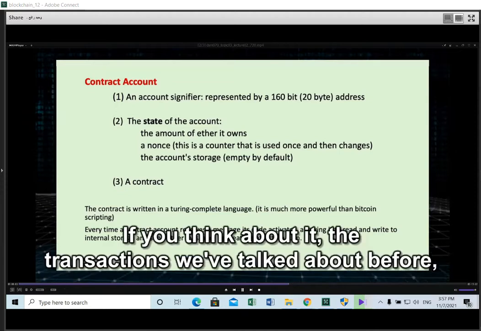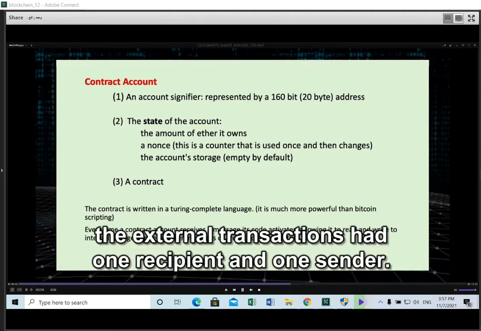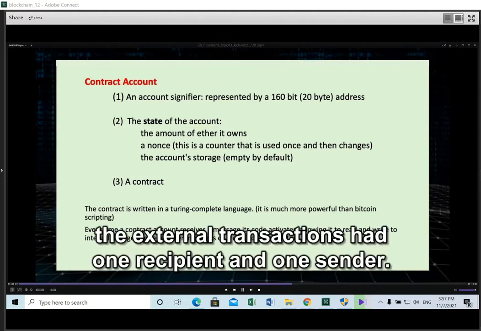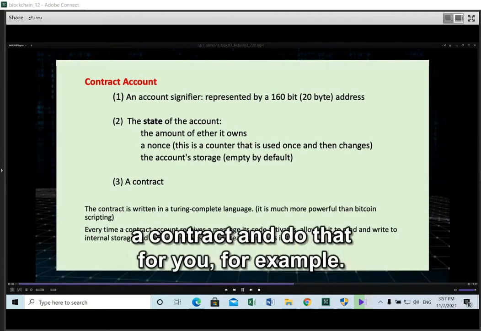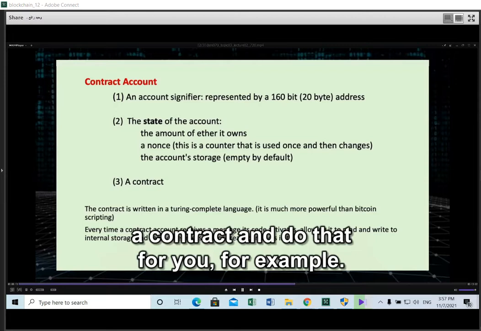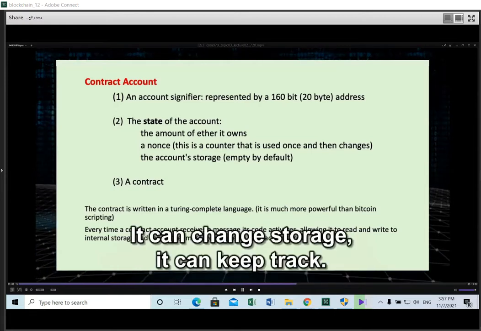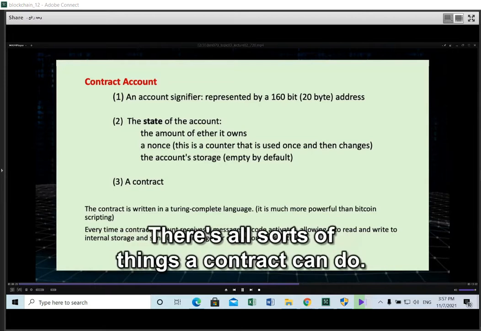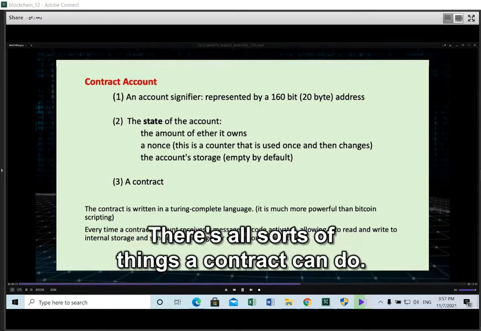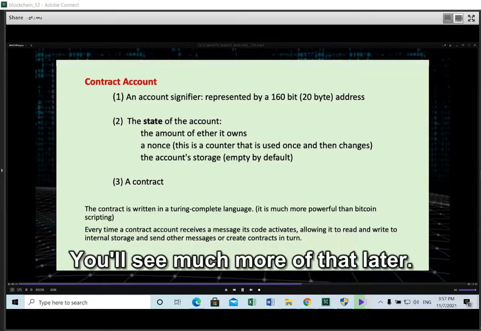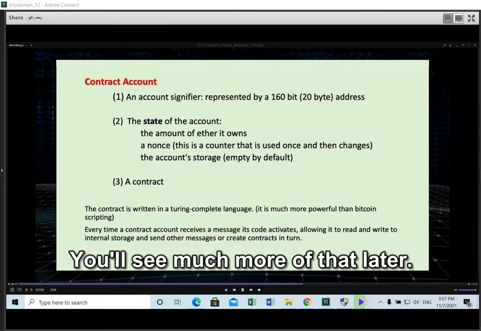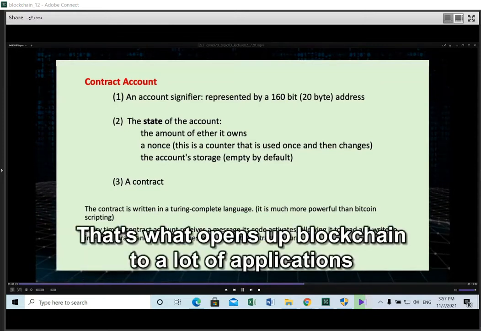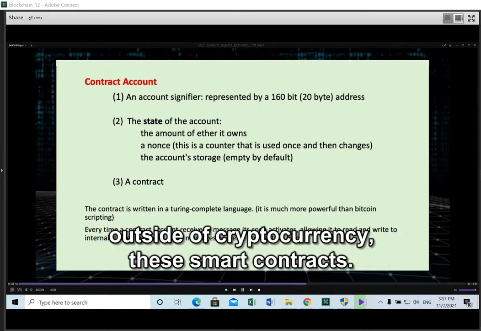If you think about it, the external transactions we talked about before had one recipient and one sender. But if you wanted to send to 6 different people, a contract can do that for you, for example. It can change storage. It can keep track of things. There are all sorts of things a contract can do, and you'll see much more of that later. And that's what opens up blockchain to a lot of applications outside of currency.